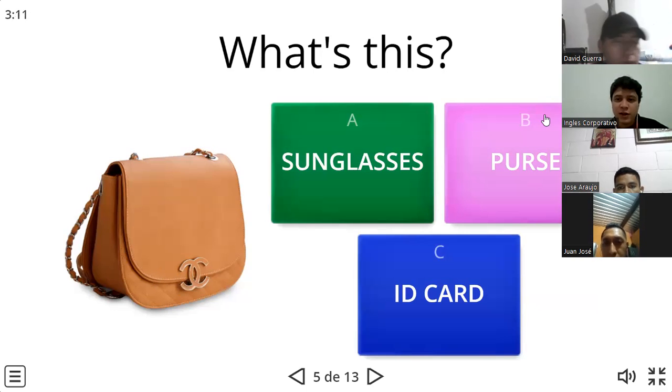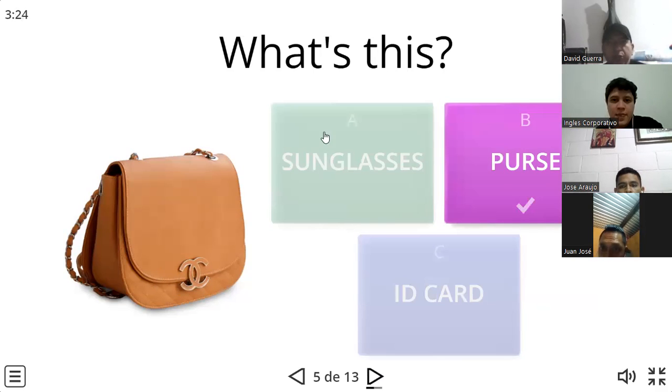Don't be afraid, guys. No tengan miedo de practicar las palabras en su casa, right? Si lo escucha la mamá, el vecino, su animal, su mascota, que no les importa, right? So, purse. Perfect. Now we have this one.